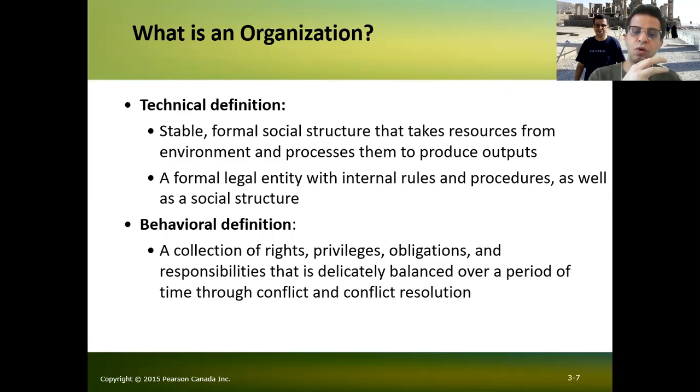Then there is what you call the behavioral definition, and you probably take it in a behavioral management course. It's part of the management courses, but it's all about a collection of rights, privileges, obligations, and responsibilities that is delicately balanced over a period of time through conflict and conflict resolution.